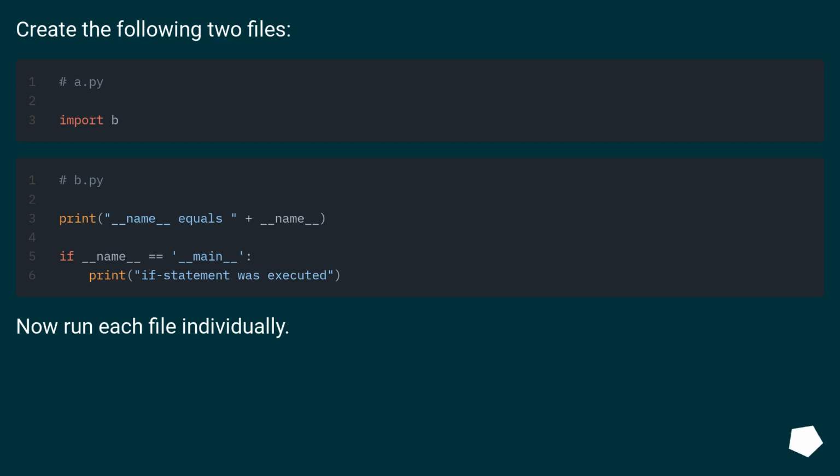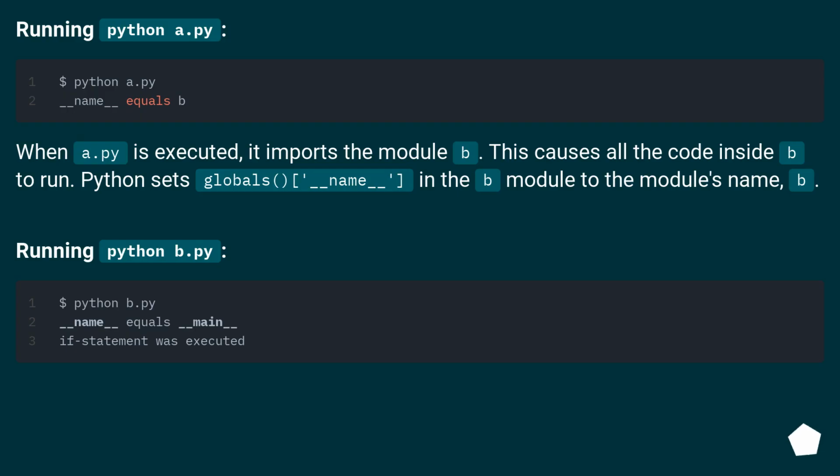Create the following two files. Now run each file individually. Running python a.py. When a.py is executed, it imports the module B. This causes all the code inside B to run. Python sets the global __name__ in the B module to the module's name, B.